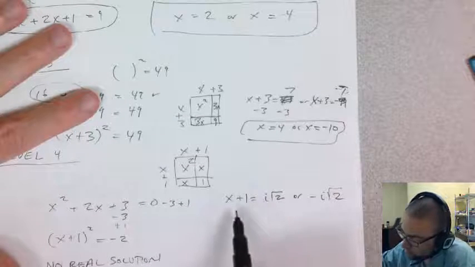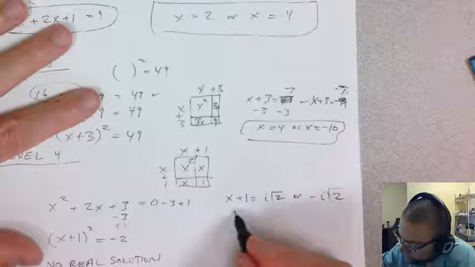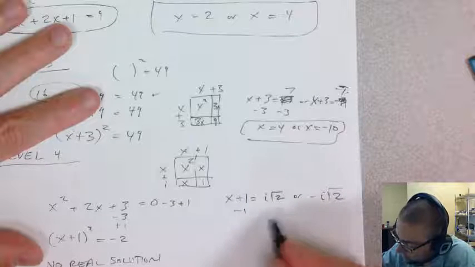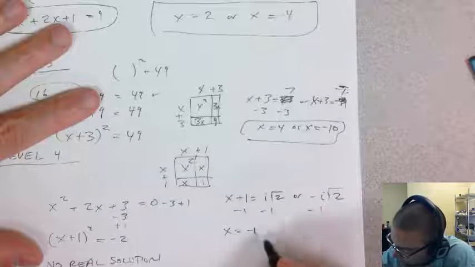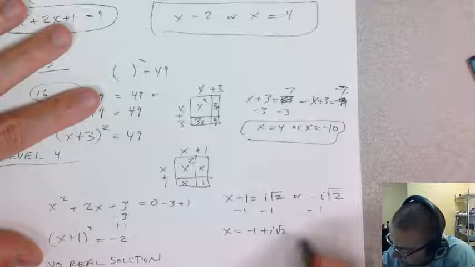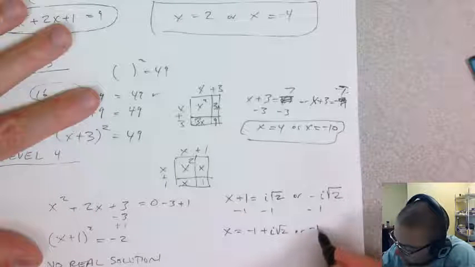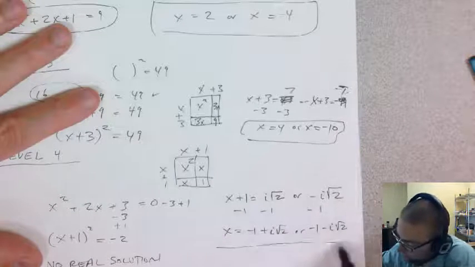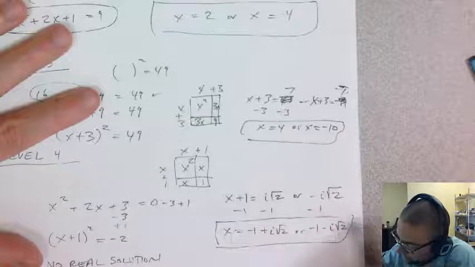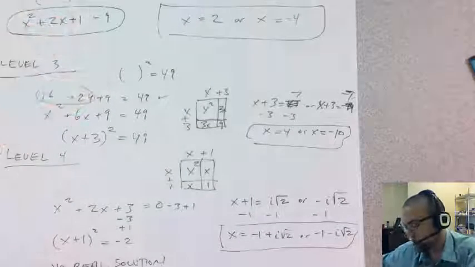Okay, so then I just subtract 1 from both sides. And it's really 3 sides here. So I have x is equal to negative 1 plus the imaginary root of 2, or negative 1 minus the imaginary root of 2. So there's really two solutions, but they're not real solutions, they're just imaginary solutions.